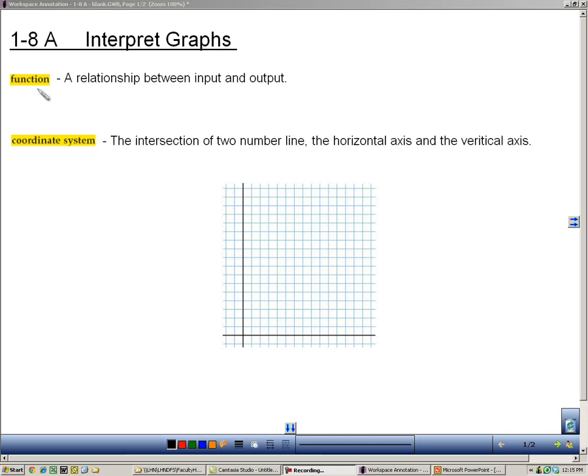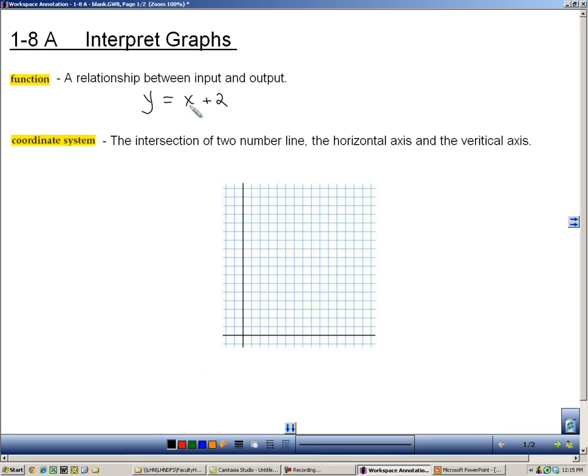We'll start with the definition of what a function is. A function is a relationship between two values. We call them an input and an output. Typically when you plug something into a function, you'll get a value out. A simple example would be like y equals x plus 2.